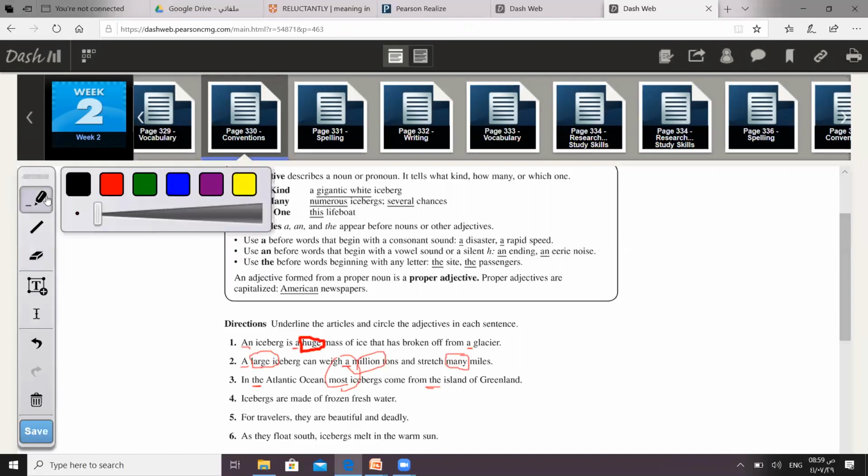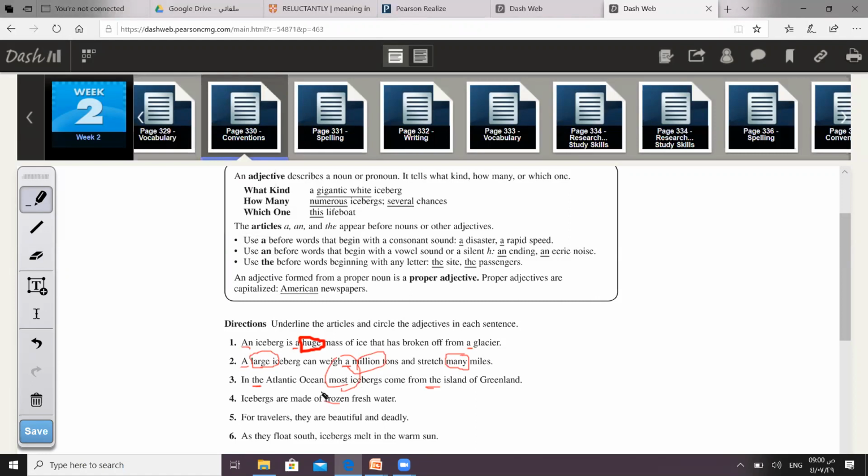Now, next one. Icebergs are made of frozen fresh water. Frozen fresh water. Frozen. And also fresh water. And we don't have articles here. They are beautiful and deadly. Beautiful and deadly. Beautiful. Deadly.